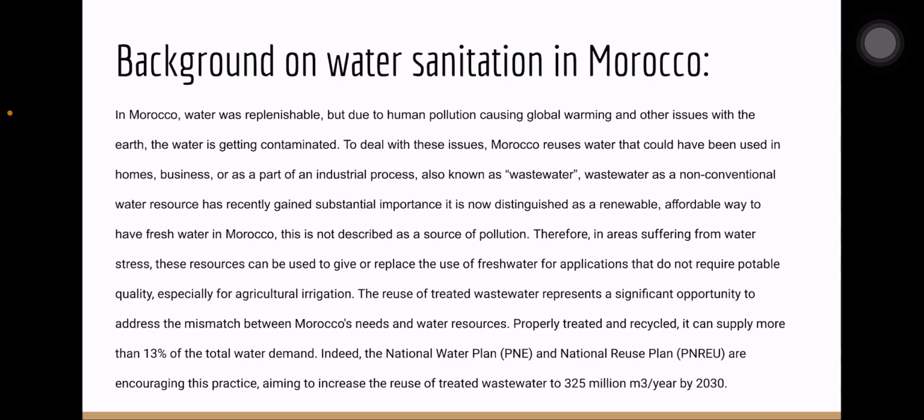The reuse of treated wastewater represents a significant opportunity to address the mismatch between Morocco's needs and water resources. Properly treated and recycled, it can supply more than 13% of the total water demand.